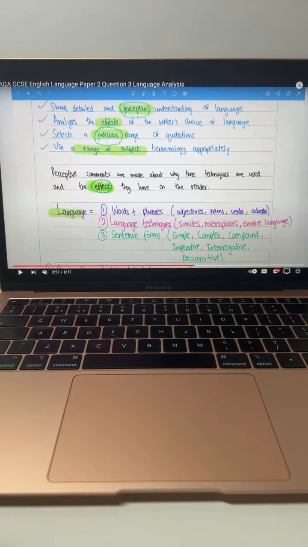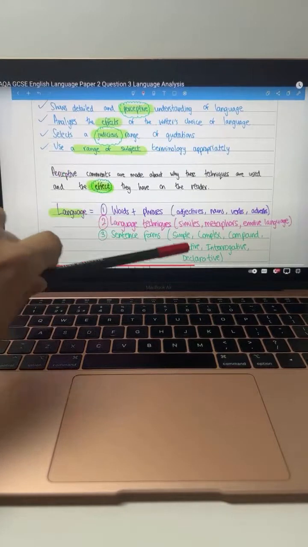So don't forget, don't just identify it, but tell us the impact of it, the effect of it. So why has the writer used an imperative here? What kind of impression does it create of the character? Okay, does that make sense? Don't just look at it for the sake of it. Don't just identify it on Monday, but tell us how.